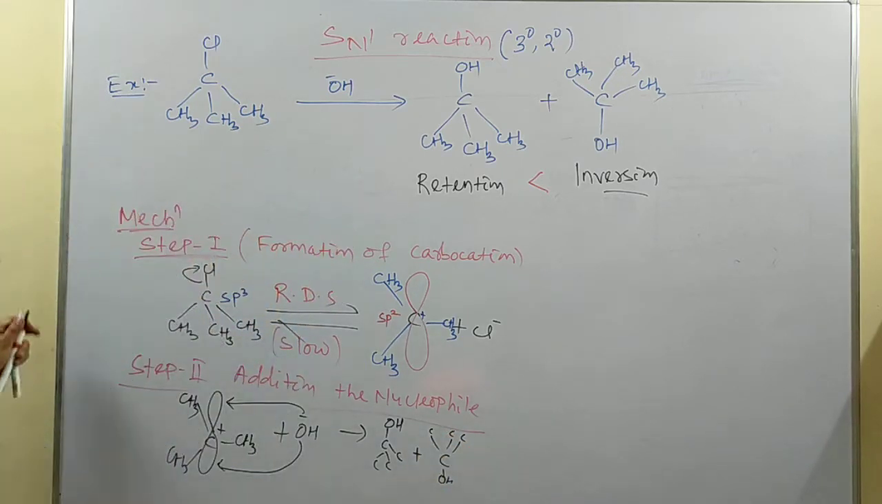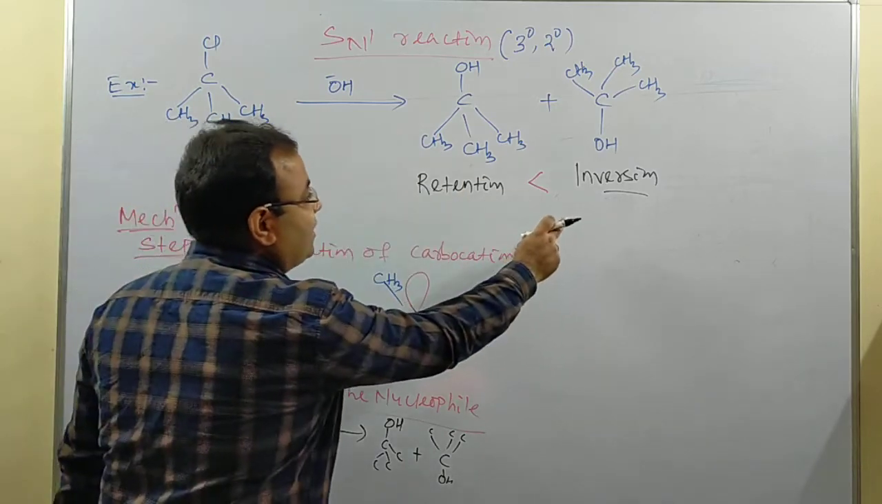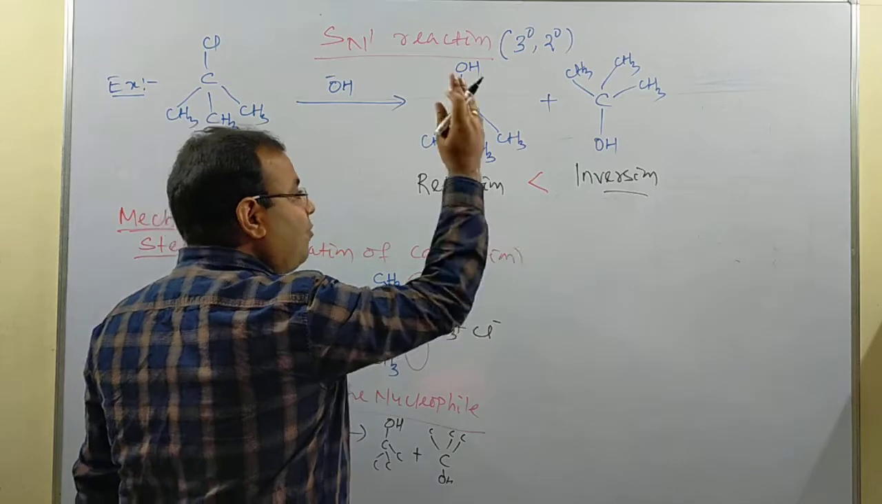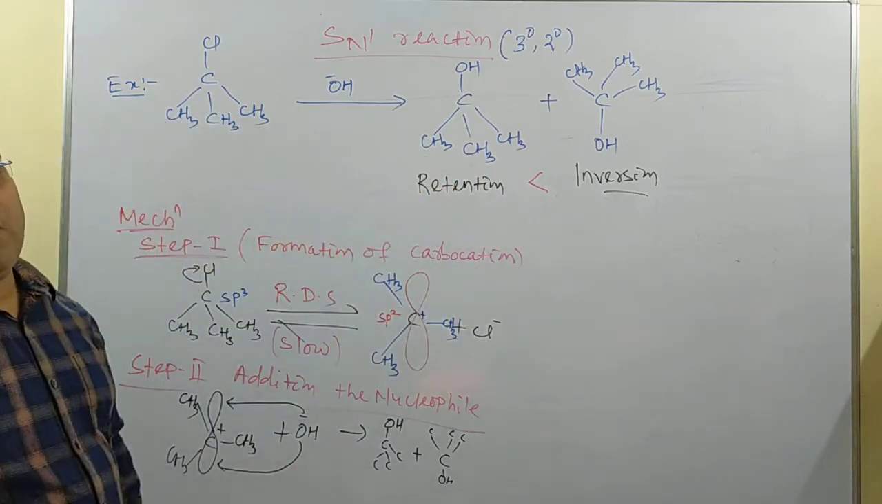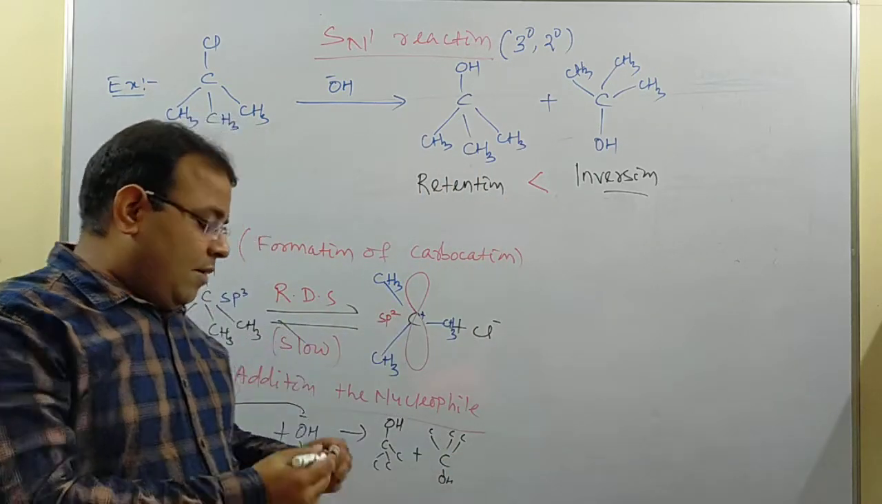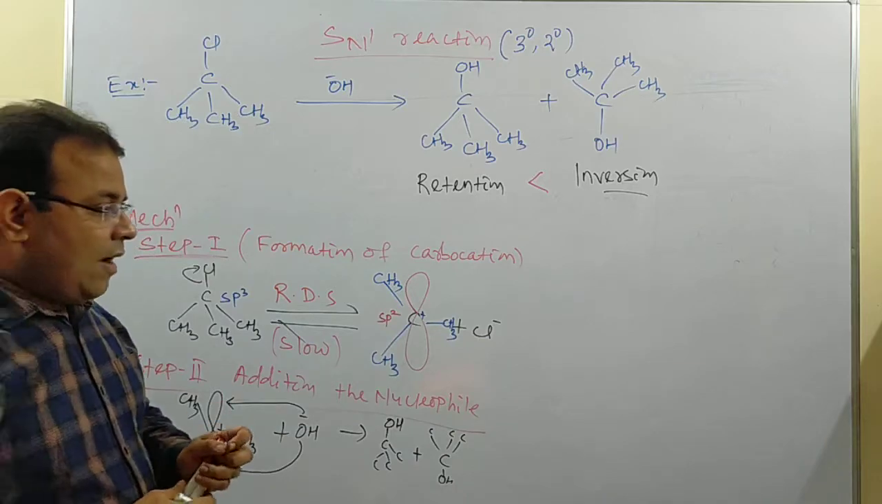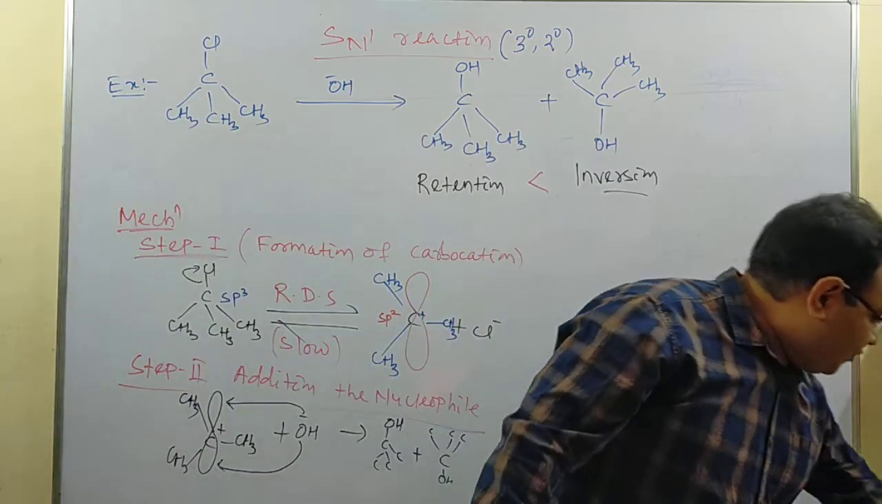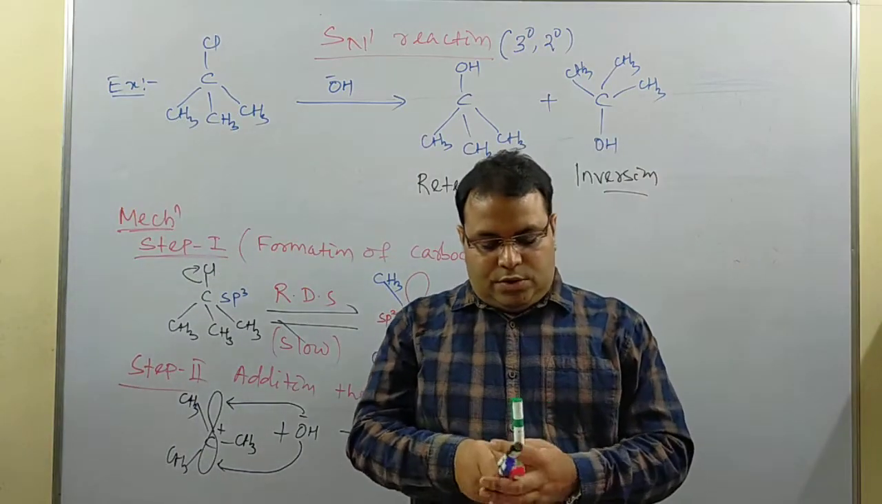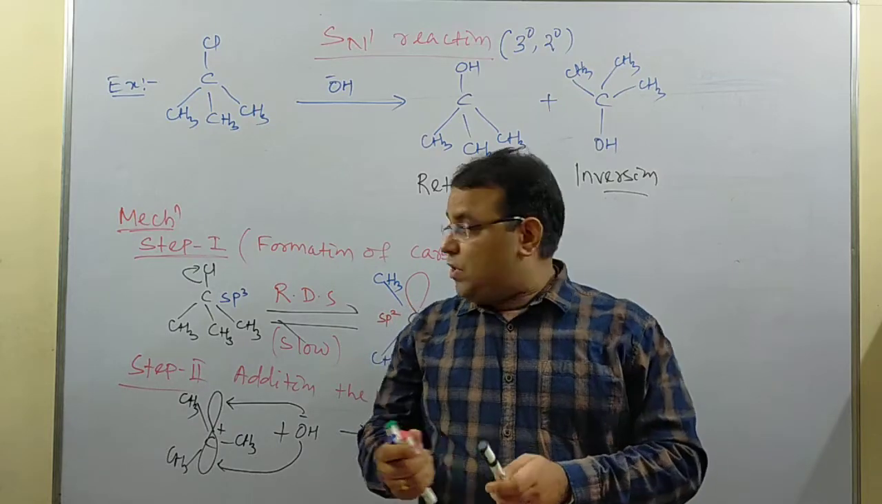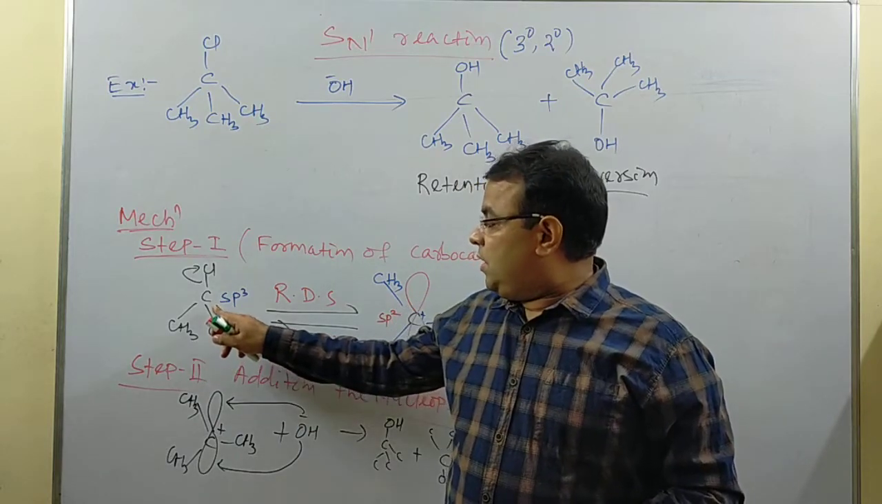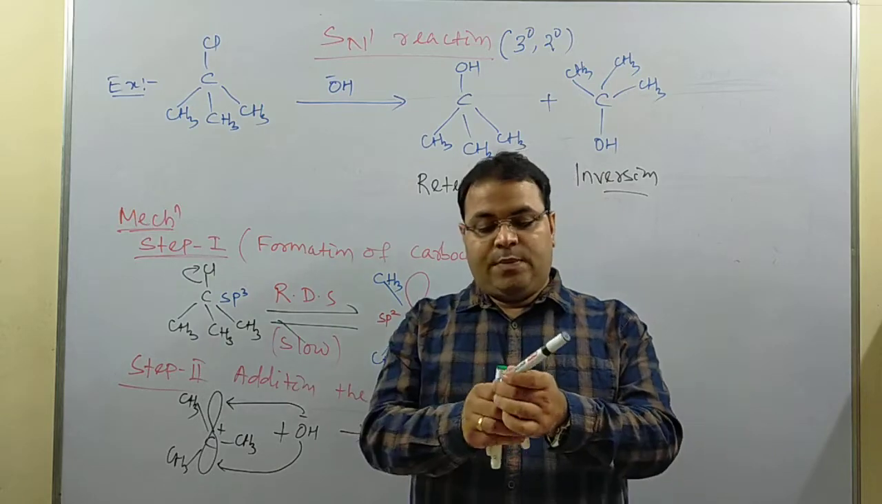Okay. So now, I have already told that inversion is more than retention. How can I prove, or how can I find, that inversion is more than retention? For that I will show you the model. Without a model it is not possible. So now I am showing you. First I am showing this tertiary butyl chloride.